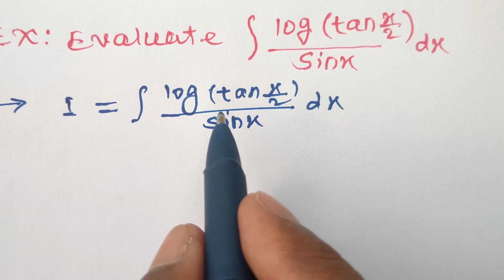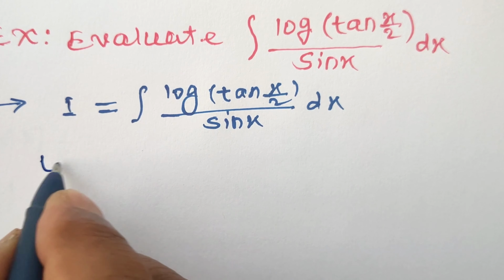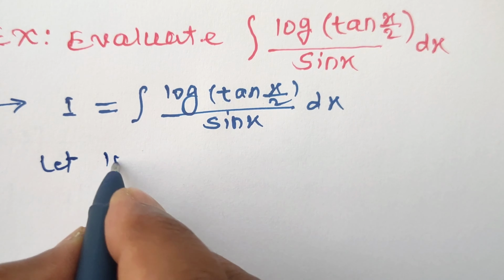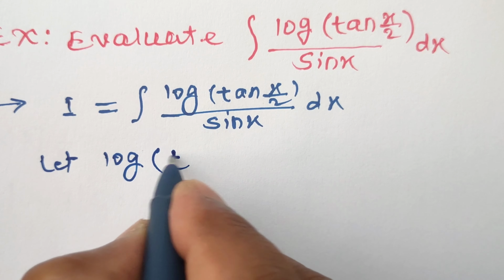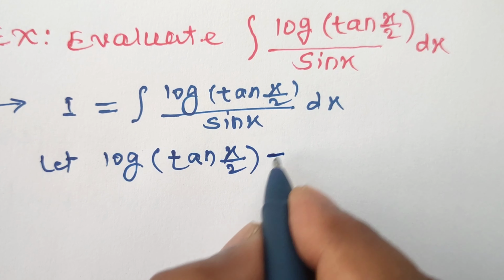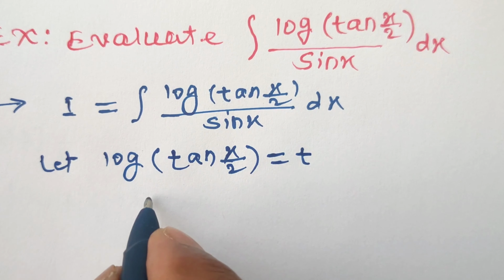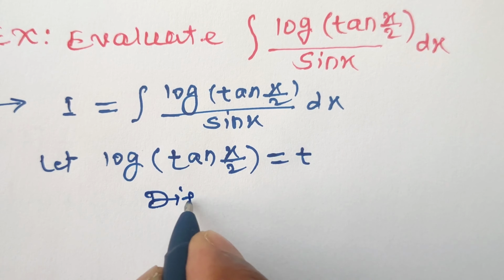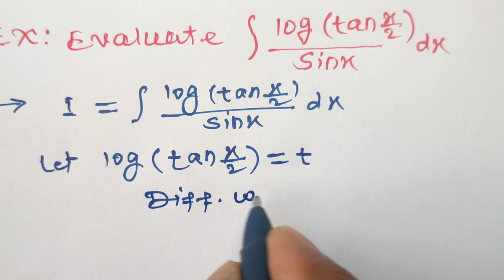This integrand is complex, hence let logarithm of tan of x upon 2 be equal to a new variable t. Differentiate both sides with respect to x.